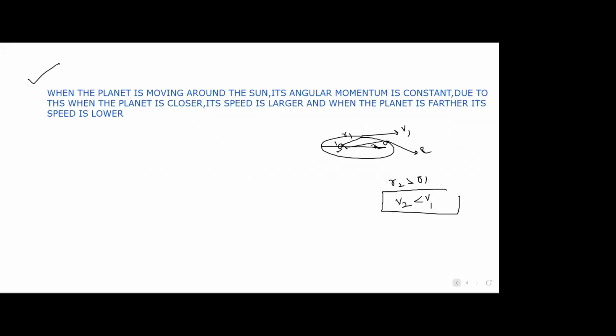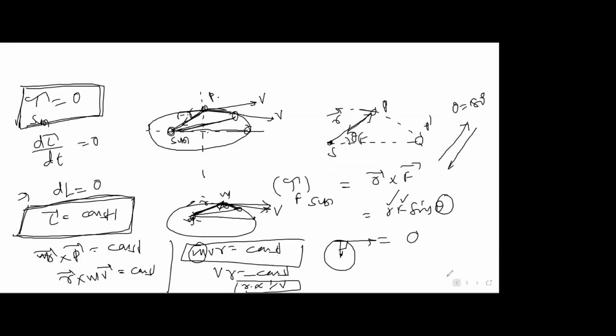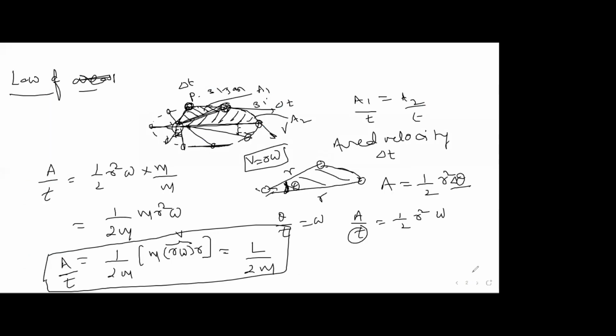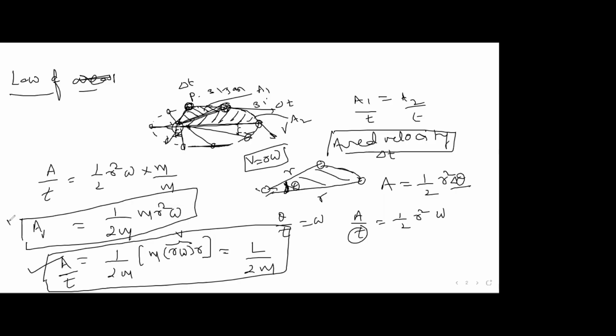Therefore, this is how the story goes: planets revolve around the sun in an elliptical orbit, and the path of the planet around the sun is elliptical. The second law says the law of areas: the planet revolving around the sun sweeps out equal areas in equal intervals of time. So we can also say the areal velocity of the planet is constant. Areal velocity is given by what formula? Half r square omega, or 1 by 2 m r square omega, or simply L by 2m. Many times in JEE Mains, areal velocity questions are asked.